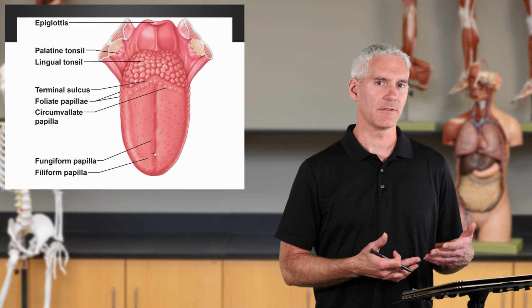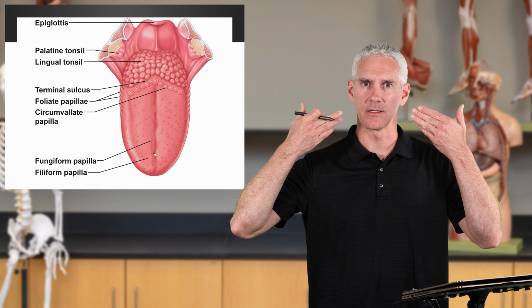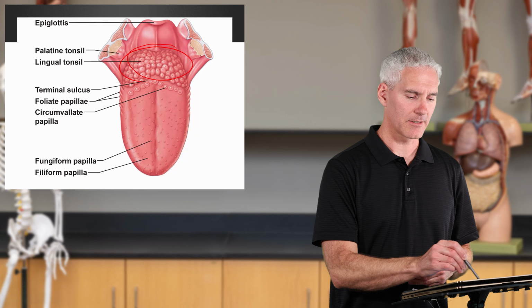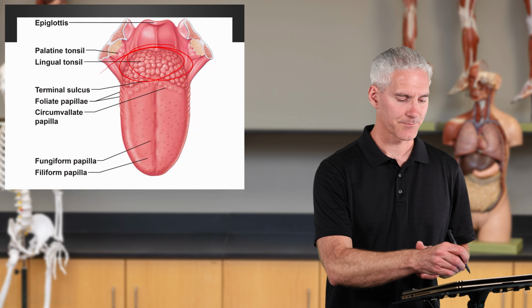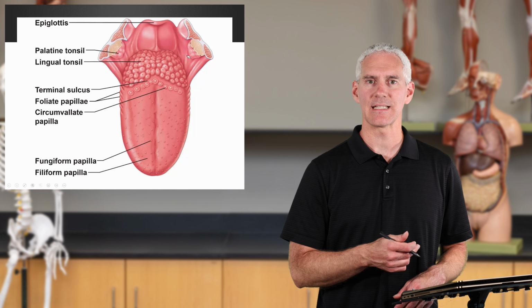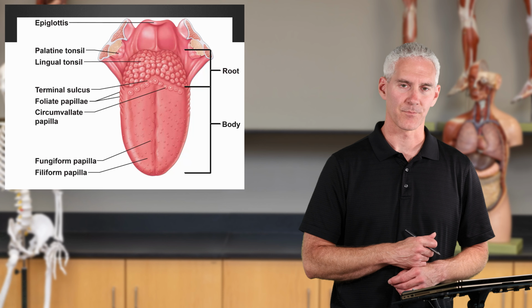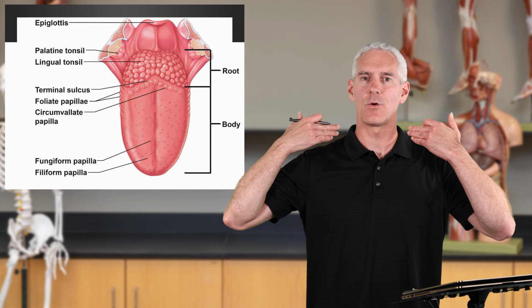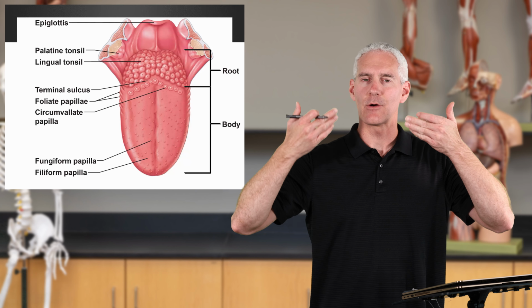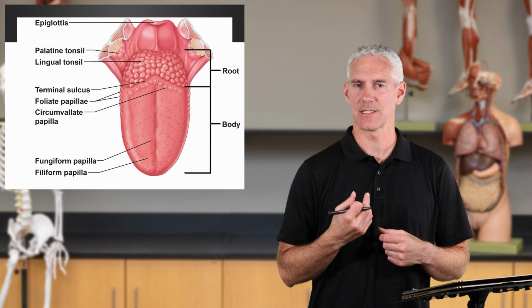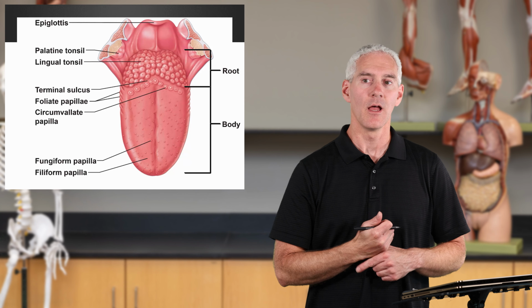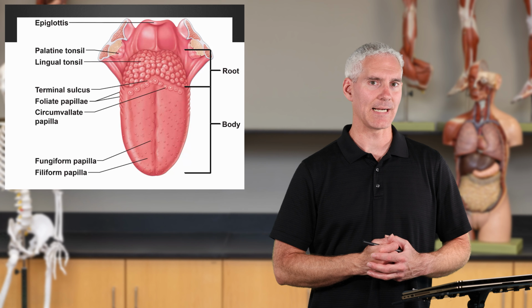Now, on the tongue itself, obviously you can see a bit of your tongue, but this whole area back here, you really can't see. That's referred to as the root of your tongue. The root is the part that goes down in the throat a little bit, down in the pharynx, that you really can't see visibly from the outside of your mouth. The visible part is the body of the tongue.